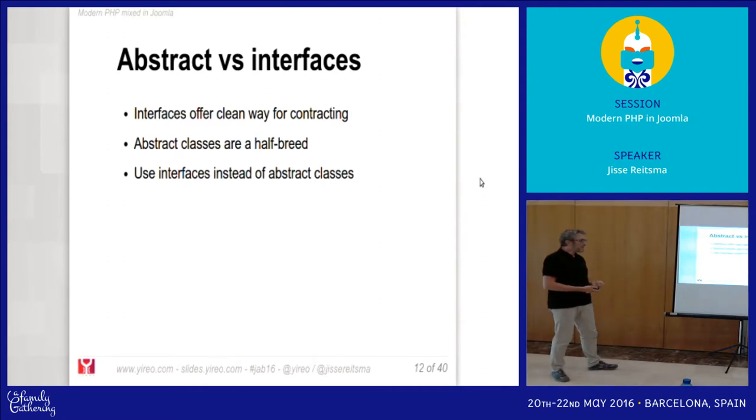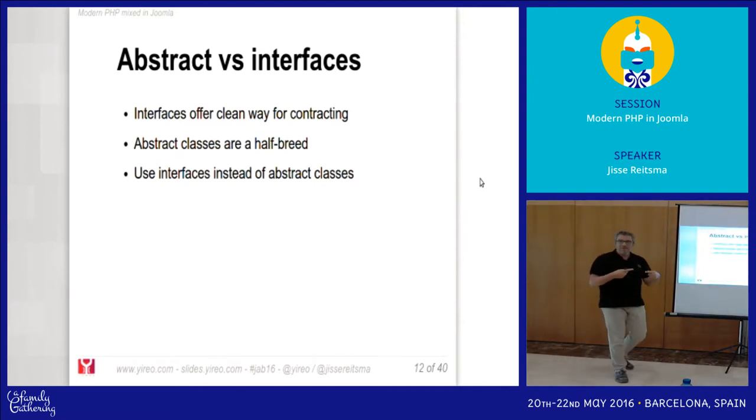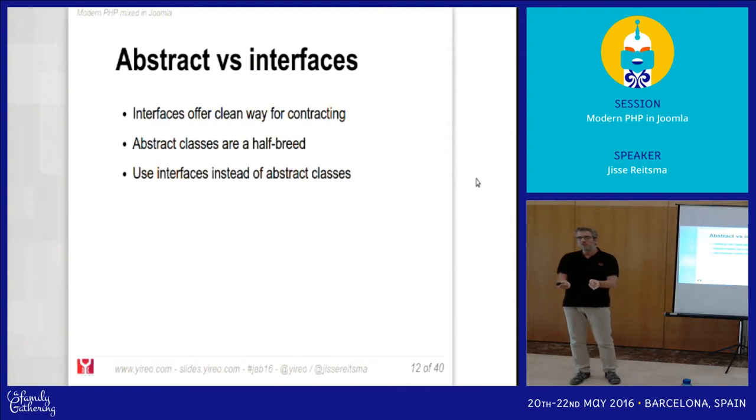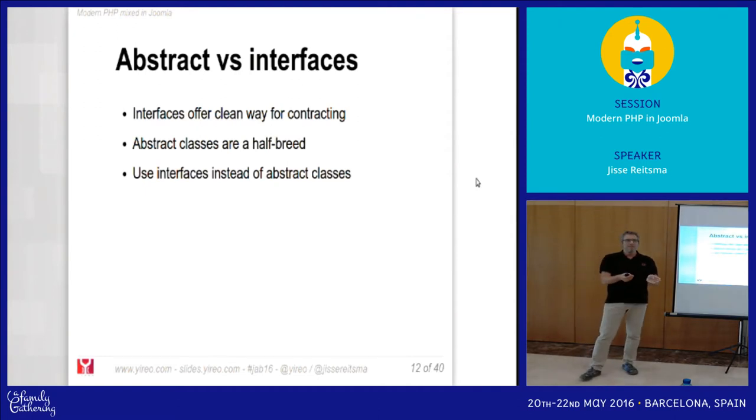So basically, in my mind, everywhere we see in the Joomla core that abstract classes are still being used, we can rewrite them by splitting them up between an interface and an actual parent class. And this is already done in the Joomla core. But there were few hands to my previous question, so we're not using it yet as we should.